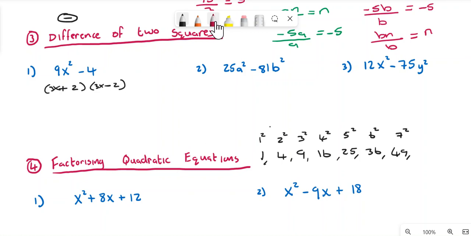And what we can do then is check this. If I multiply this by this, and then this by this, and this by this, and this by this, it's going to give me back this original expression. So this is what's known as the difference of two squares method.